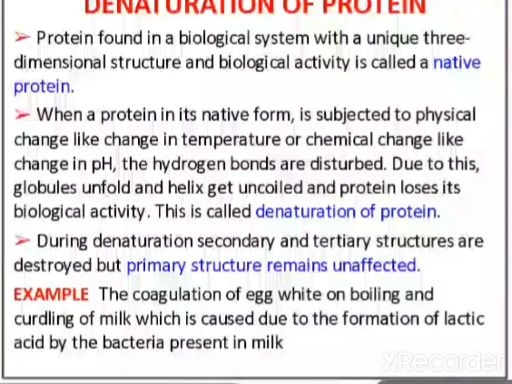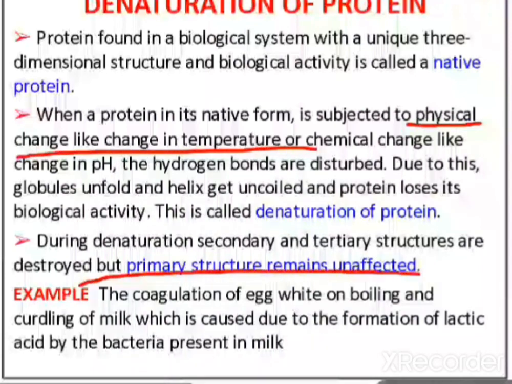Example: the coagulation of egg white on boiling. When you boil an egg, the liquid part converts into a solid part. The conversion of that liquid portion into solid is known as coagulation. This coagulation takes place when we boil it, meaning when we increase temperature. So which kind of change is it? A physical change, like change in temperature. Due to the change in temperature, the egg white converts into solid.